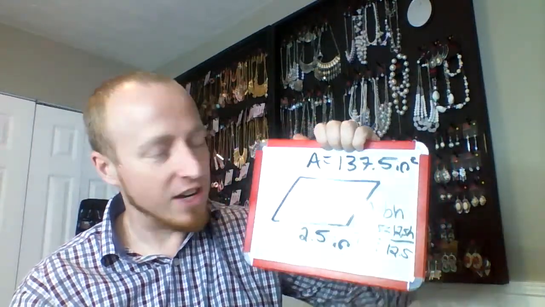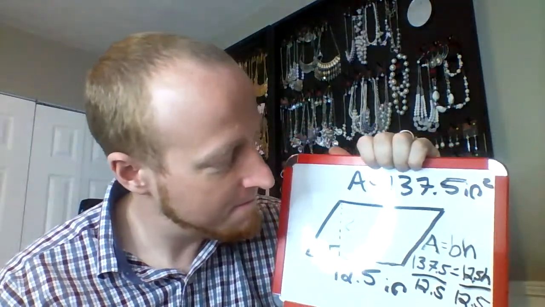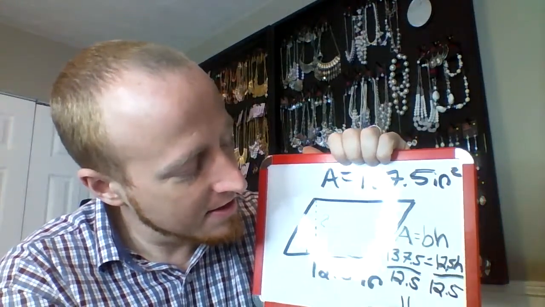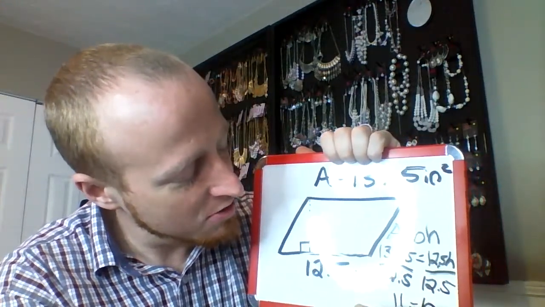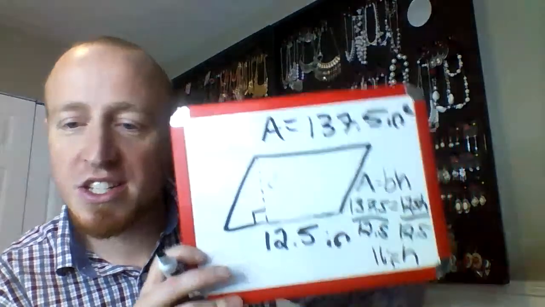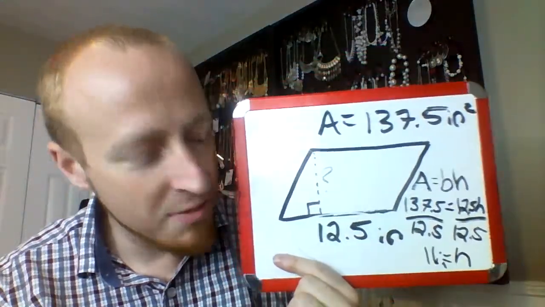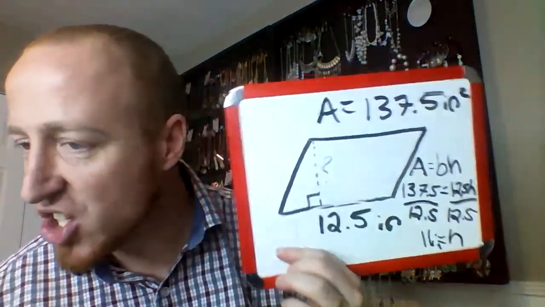And if you have a calculator, just go ahead and type in 137.5 divided by 12.5. It would equal 11? Yes, ma'am. H equals 11 inches. It wasn't smooth by any means, but you got there, Kate. Good job.